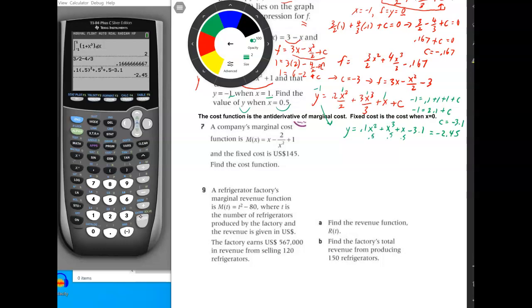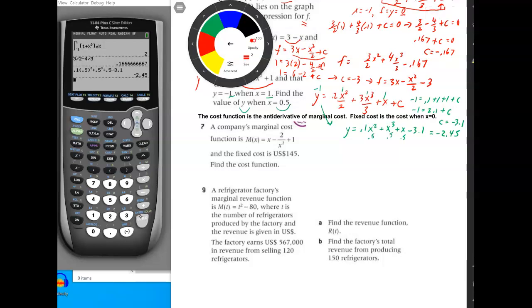Okay, so the cost function is the antiderivative of marginal cost. We maybe did one or two problems when we did differentiation where we knew that the derivative was the marginal cost when the original function was the cost. So that's just the opposite relationship, okay? So what we're going to do is find the cost function from the marginal cost. So we're going to just take the antiderivative of it.